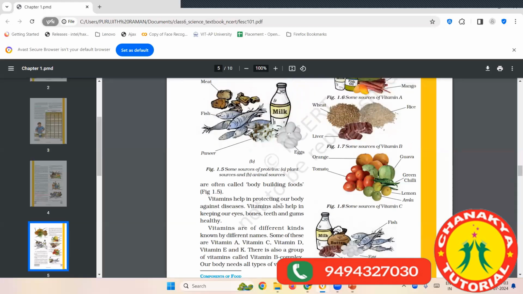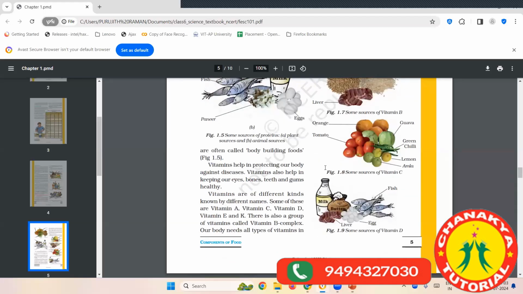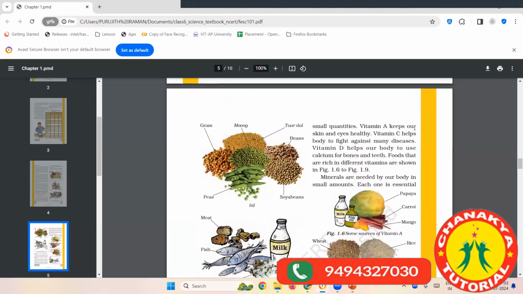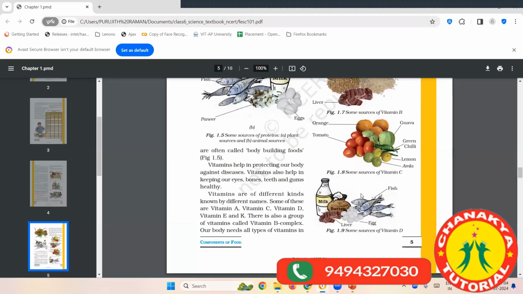Vitamins are of different kinds known by different names. Some of these are vitamin A, C, D, E, and K. There is also a group of vitamins called vitamin B complex. Our body needs all types of vitamins in small quantities. Vitamin A keeps our skin and eyes healthy. Okay, this is the continuation of this.